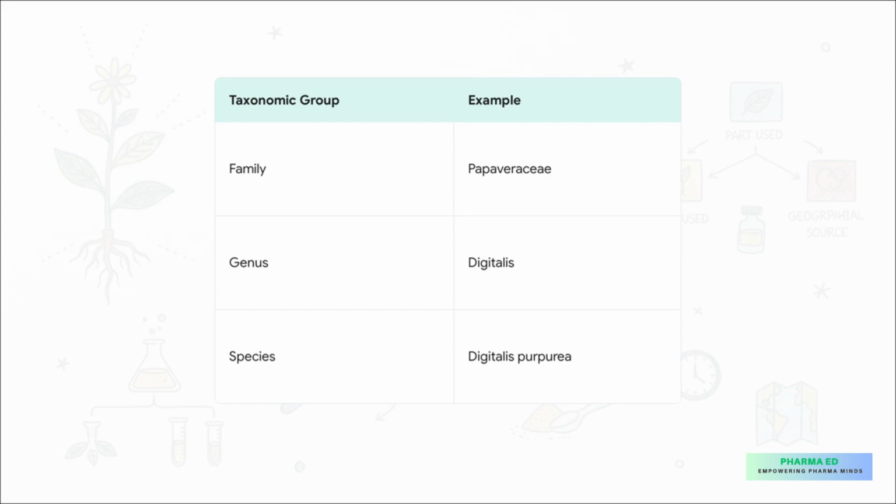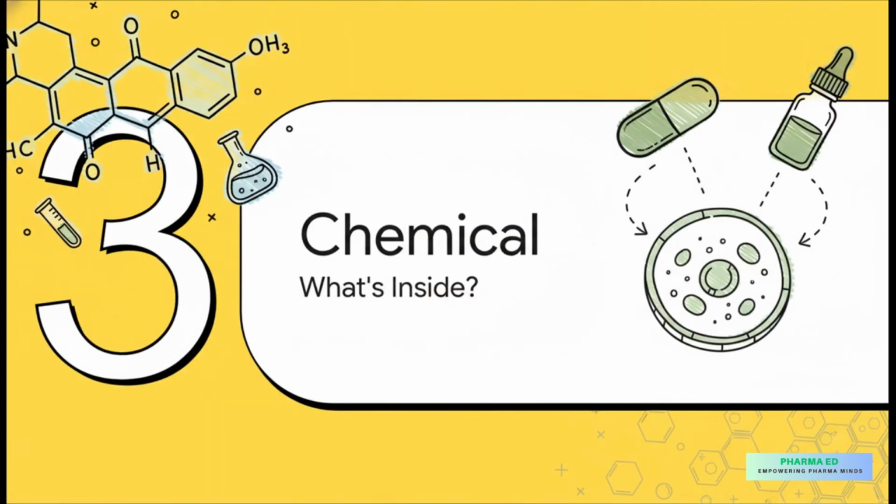Now, why is this useful? Well, it allows scientists to predict that other plants in that same Digitalis genus might have similar heart-acting compounds. It's a huge guide for future drug discovery. Okay, on to our third system, chemical classification. Now we're asking what is, for a pharmacist, probably the most important question of all. What's the active chemical inside the drug that's actually doing the work?